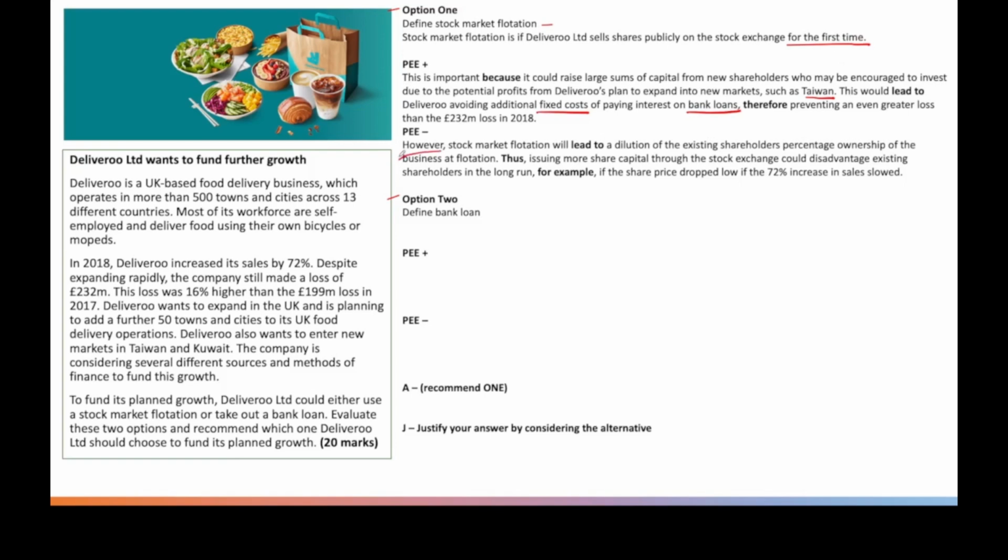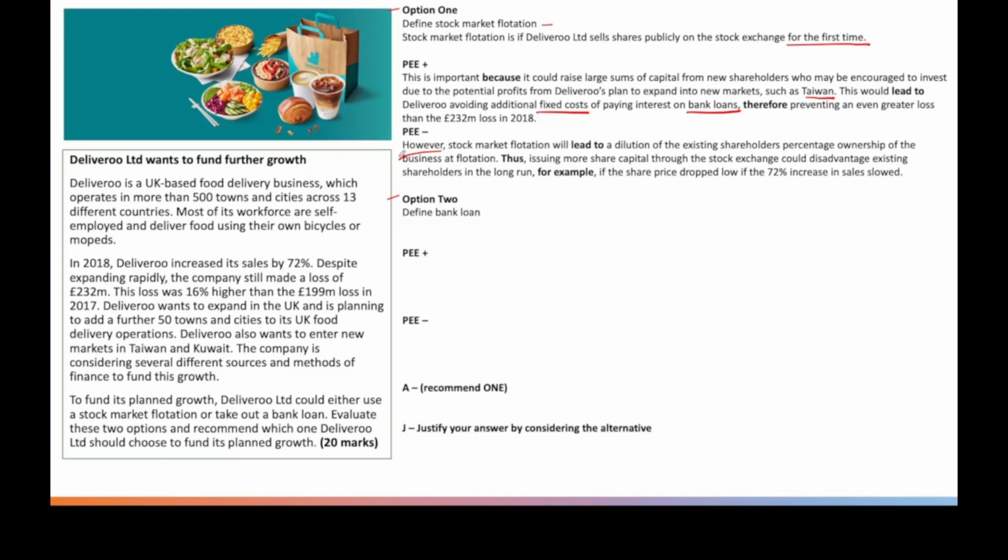Stock market flotation will lead to a dilution of the existing shareholders' percentage ownership of the business at flotation. You've got to sell a percentage of the business. We know that. Thus, you'll notice now I'm not using because, leading to, therefore, resulting in. I've now decided to use different connectives, but as long as I understand their connectives, I can underline them. Hopefully, I've put them in bold for you here. Thus, issuing more share capital through the stock exchange could disadvantage existing shareholders in the long run.